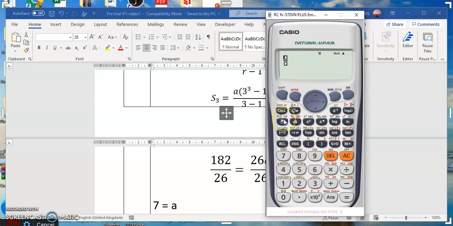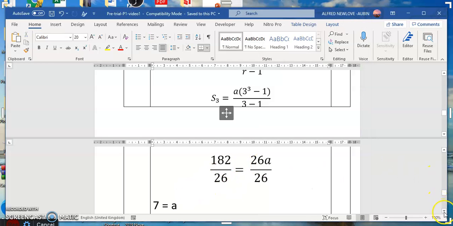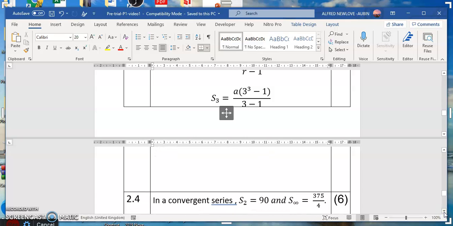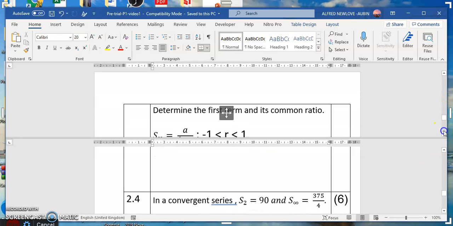Let's visit our calculator. 182 divided by 26. That is 7. Okay, so we know our a now. The next question.